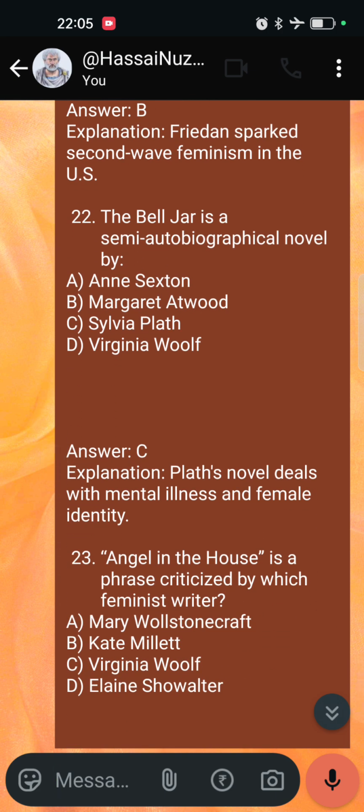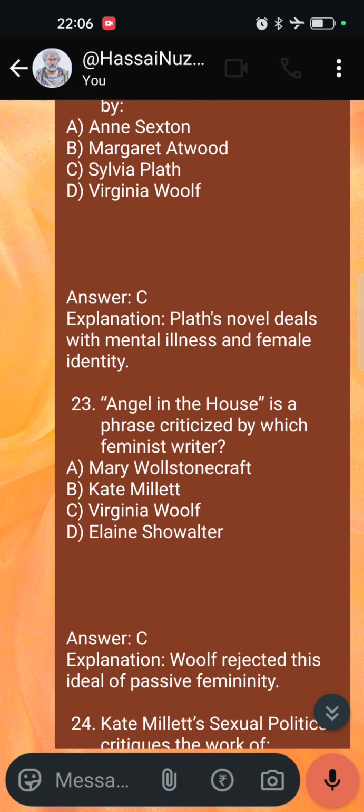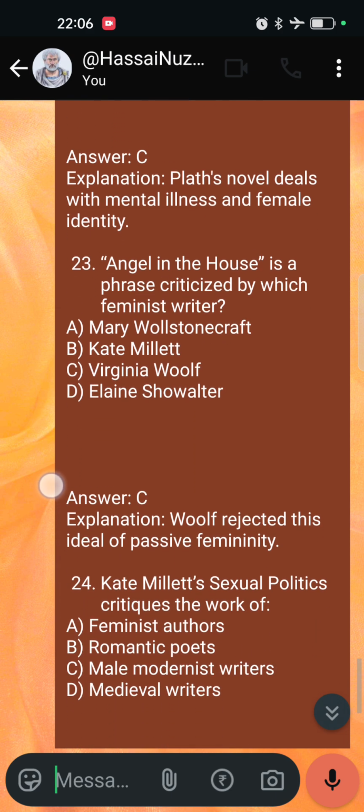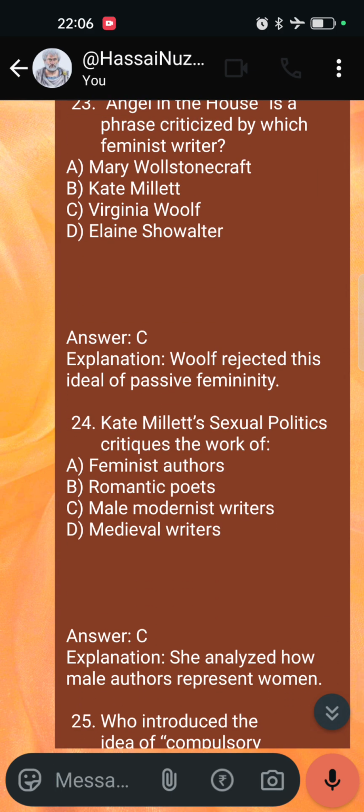23rd question. Angel in the House is a figure criticized by which feminist writer? Answer is C. Virginia Woolf. Woolf rejected this ideal of passive femininity. 24th. Kate Millett's Sexual Politics critiques the work of? Answer is C. Male modernist writers. She analyzed how male authors represent women.